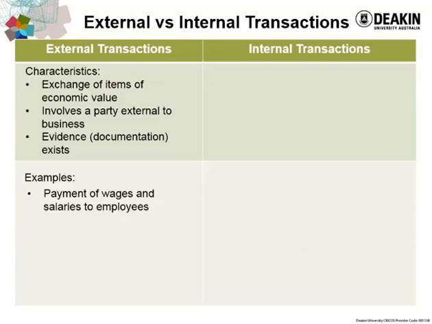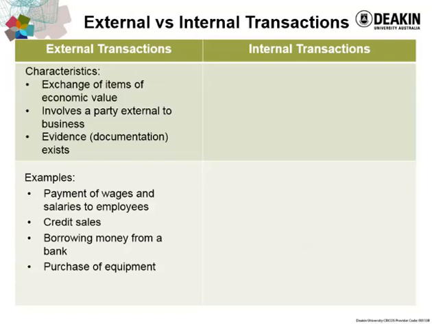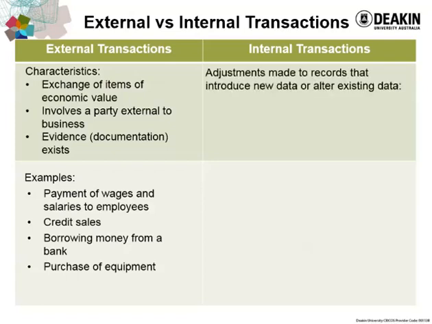Examples of external transactions include paying employees' wages, we make a credit sale to customers, we borrow money from bank, and when we purchase equipment. All these transactions involve an external party and will provide us with the source documents. Internal adjustments are, however, records to introduce new data or adjust existing data. For example, we recognize depreciation expense. That is a new data.